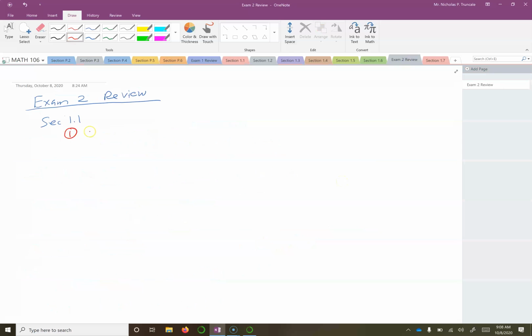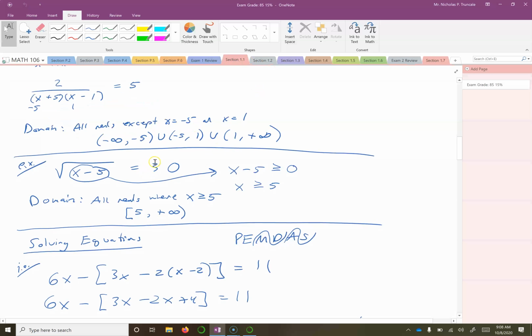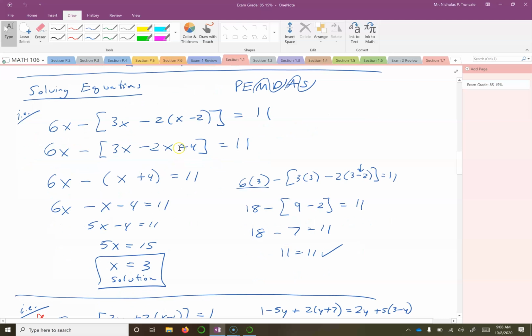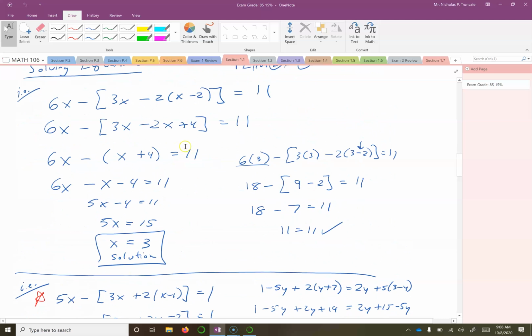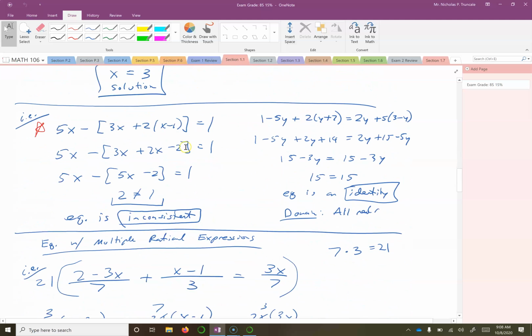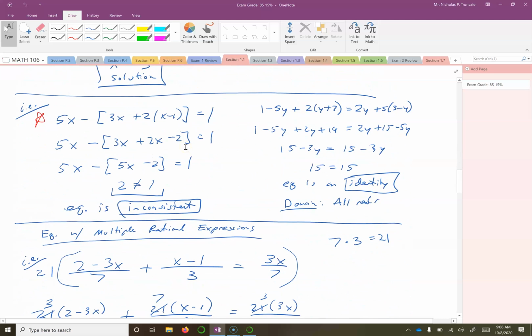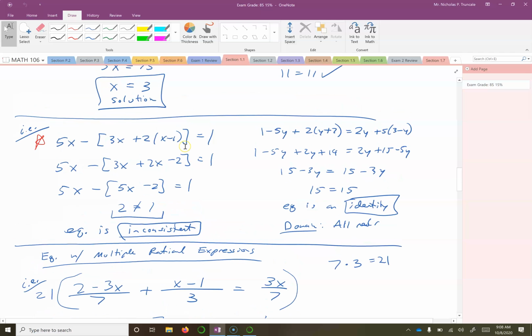So over here in exam review, one type of problem is determining domain. Okay? The rest is solving equations, checking to see if you're inconsistent or identity.